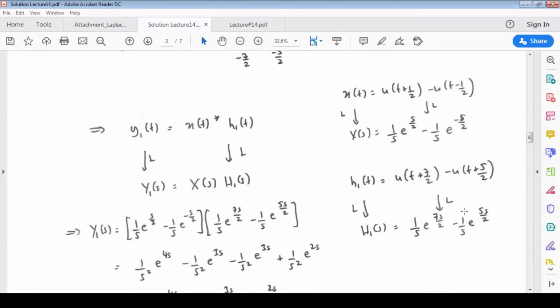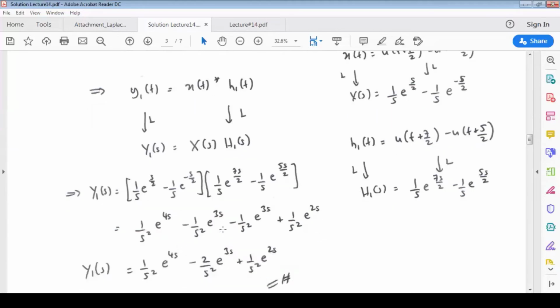So these xs and h1s will be multiplied. When we multiply these two, we are supposed to get these terms here. We have 1 over s squared exponential 4s, 1 over s squared exponential 3s, minus 1 over s squared exponential 3s, plus 1 over s squared exponential 2s, which is simplified in these equations down here.